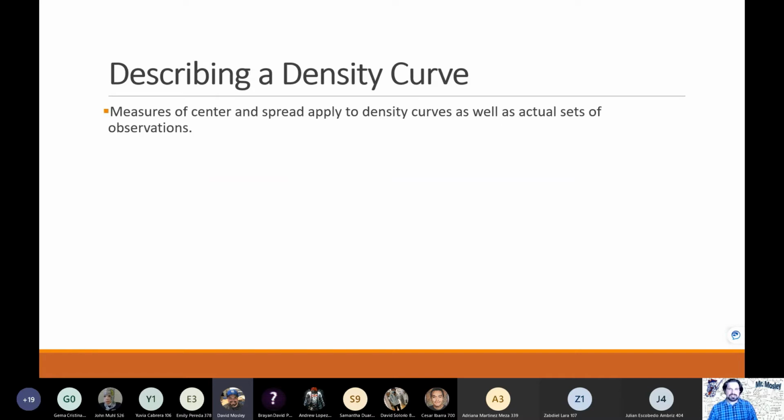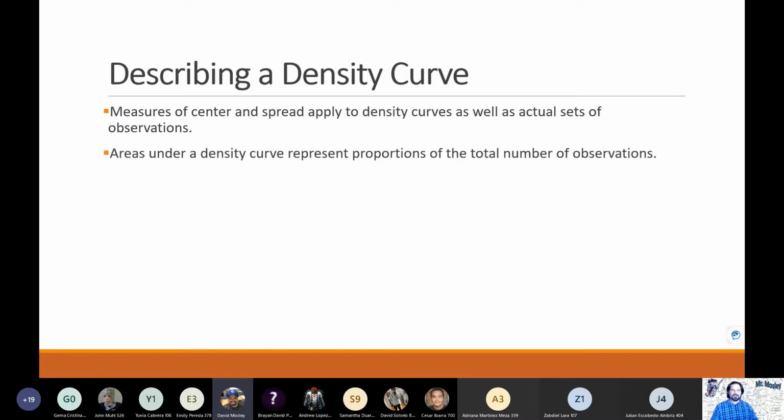All right, describing a density curve. We can describe a density curve very similarly to how we just described a regular distribution. Measures of center and spread apply to density curves as well as actual sets of observations. How we would describe the center and spread of a density curve is essentially the same as we would describe the center and spread of a distribution.